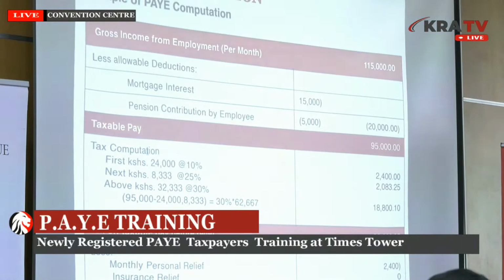The mortgage is like a loan, and loans do have interest. So the interest on that mortgage is what is allowable. The other allowable deduction is pension. The pension that you as an employee are contributing, say to NSSF, or if your company has a pension scheme, the amount that this person is contributing to either NSSF or that other pension scheme is allowable. So you less those two.